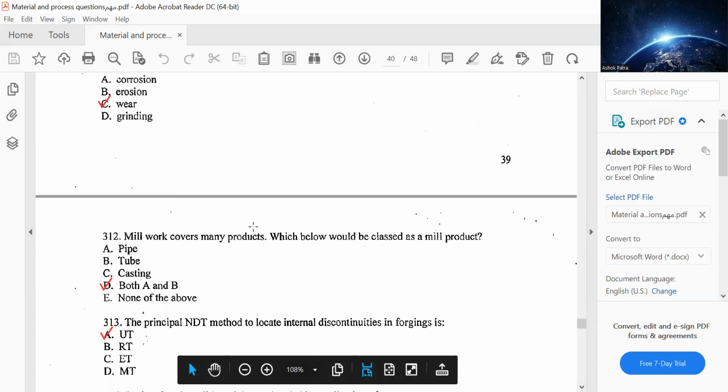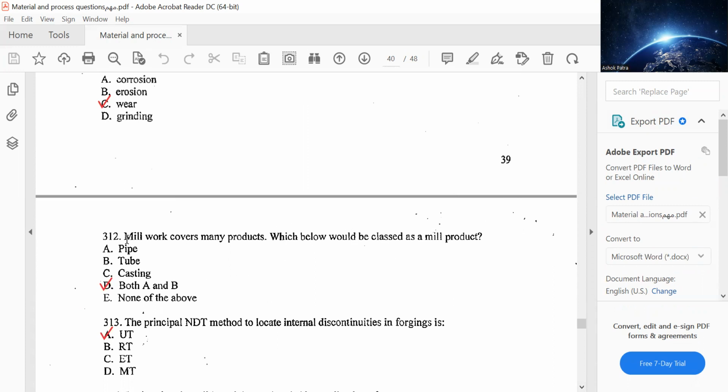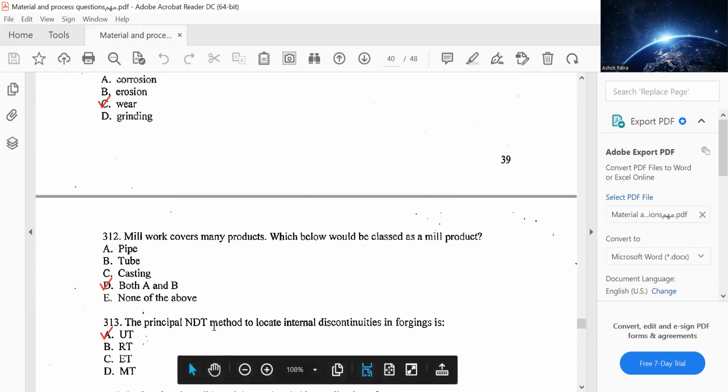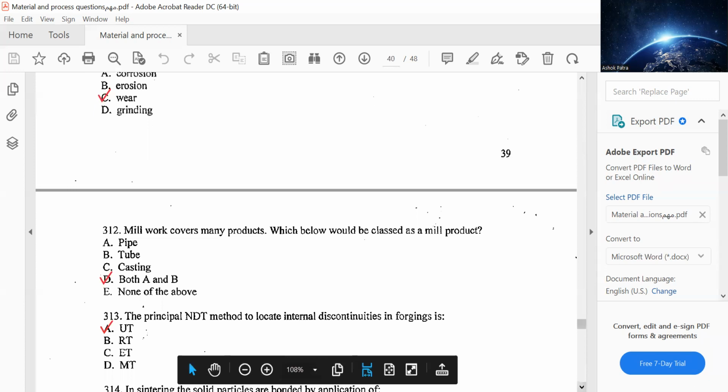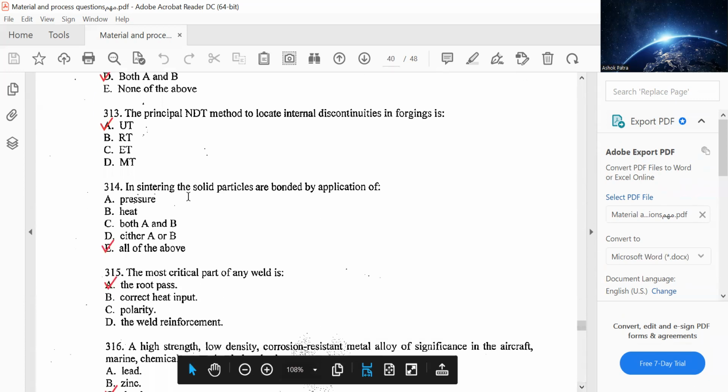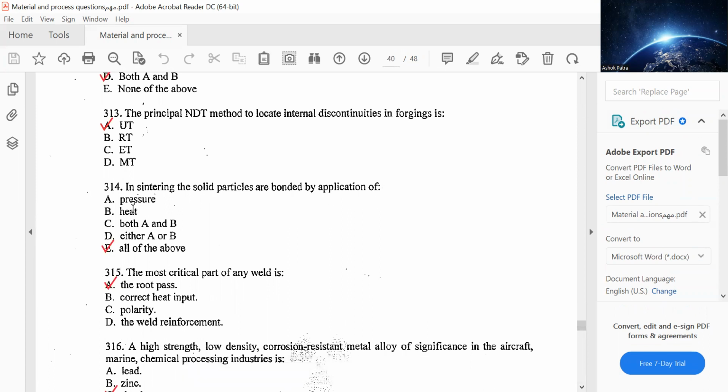Millwork covers many products. Which below could be classed as a mill product? Piping, tubing, A and B. The principal method to locate internal discontinuities in forgings is UT. In sintering, the solid particles are bonded by application of pressure, heat, both, either. All of the above. The most critical part of any weld is the root pass.